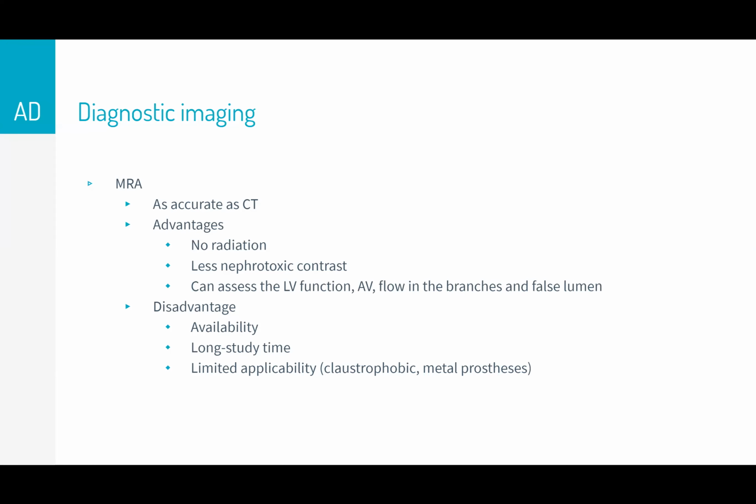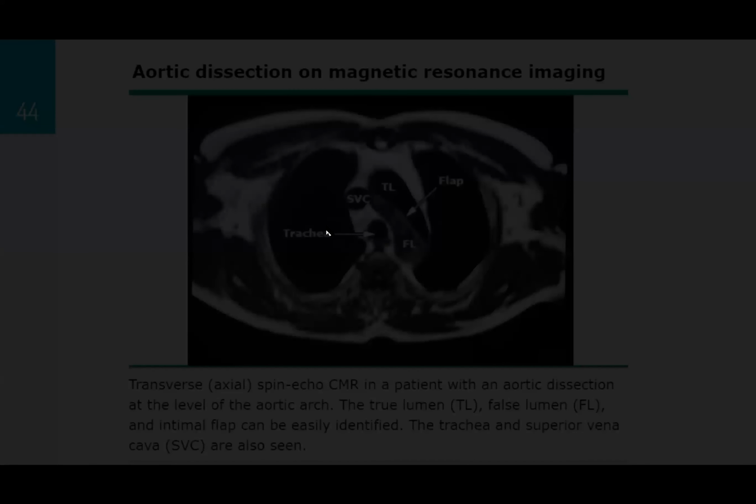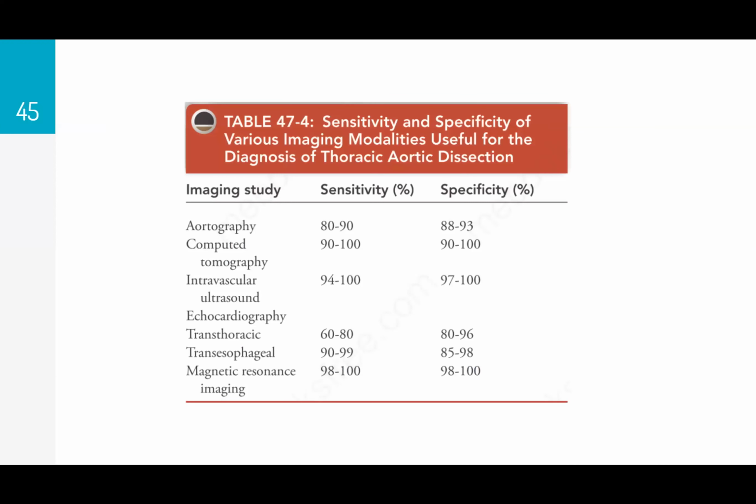This is an image of an aortic dissection in the aortic arch, showing the true lumen and the false lumen and the flap between them. So this is just a table summarizing the sensitivity and the specificity of the modalities used for diagnosing aortic dissection. You can see that CT and MRI have the highest sensitivity and specificity, while the transthoracic echo has a very low sensitivity and relatively high specificity.